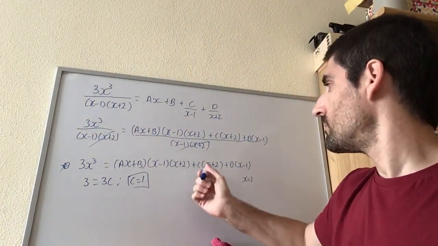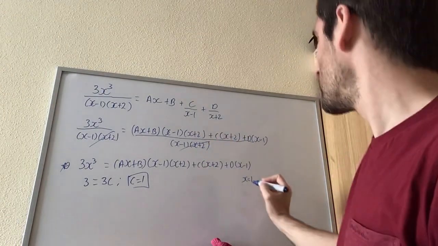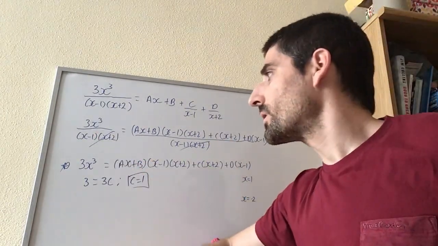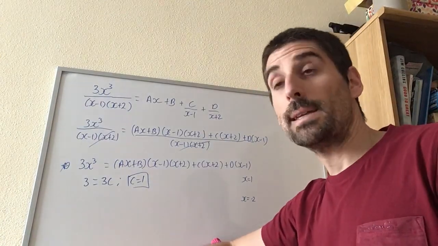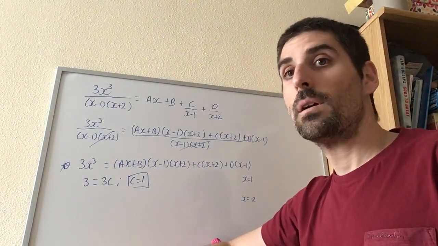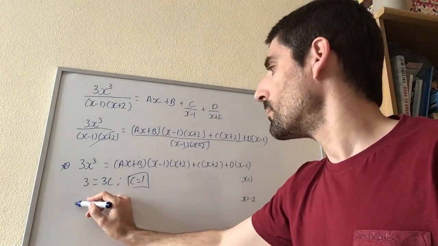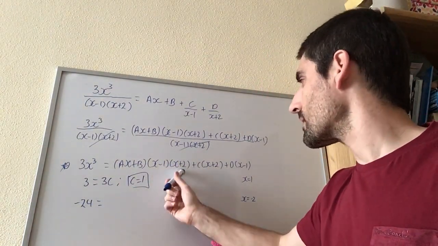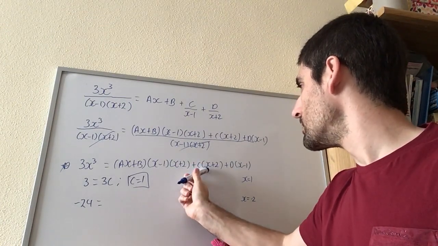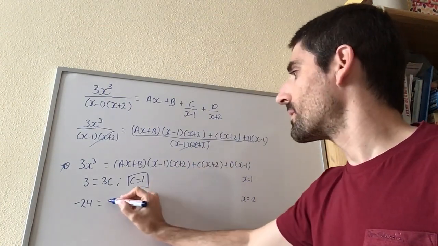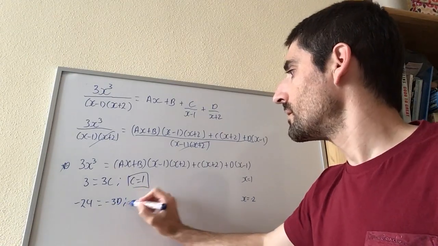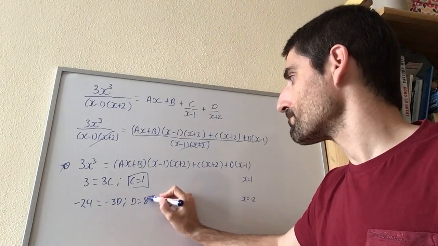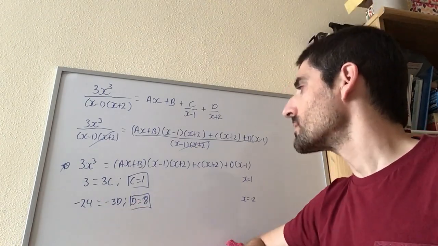Next one. Minus 2. When x equals minus 2, minus 2 cubed is minus 8. Minus 8 times 3 is minus 24 equals, that goes to 0, that goes to 0, minus 3d, so d equals 8. So I've got c and d now.